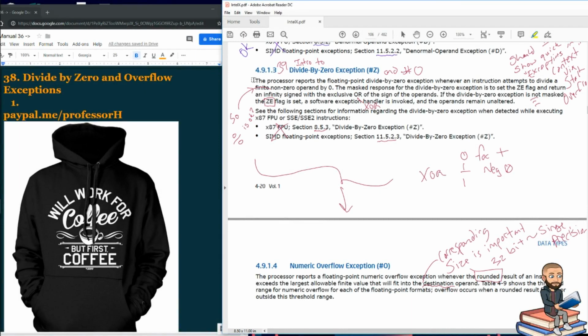Alright, the objective today is to explain what the Intel manual says about the divide by zero and overflow exceptions.